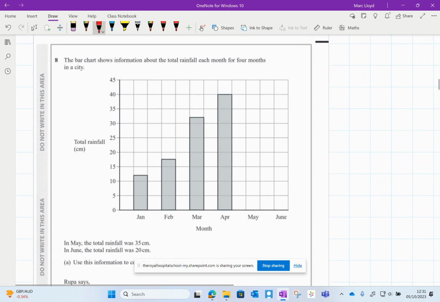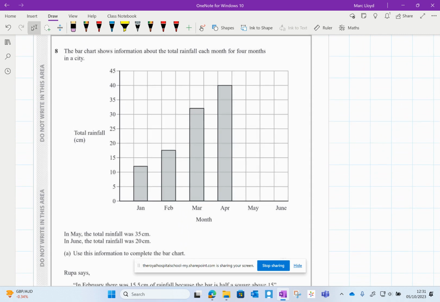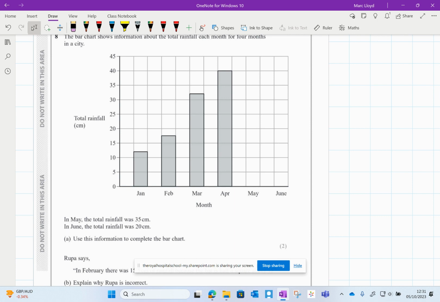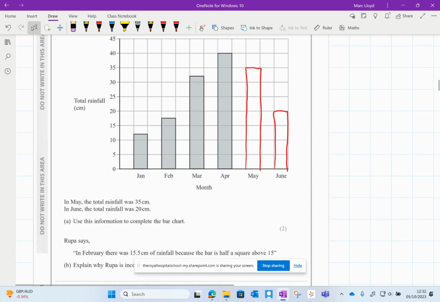Okay, data bar chart. So the bar chart shows information about the total rainfall each month for 4 months in a city. In May, the total rainfall was 35 centimetres. That's clearly indicated there. Oh no, it's not clearly indicated. We've got to complete the bar chart. So May goes up to 35. And then down we go. June was 20. There we are. Lovely. Done. 2 marks. Easy 2 marks as well.